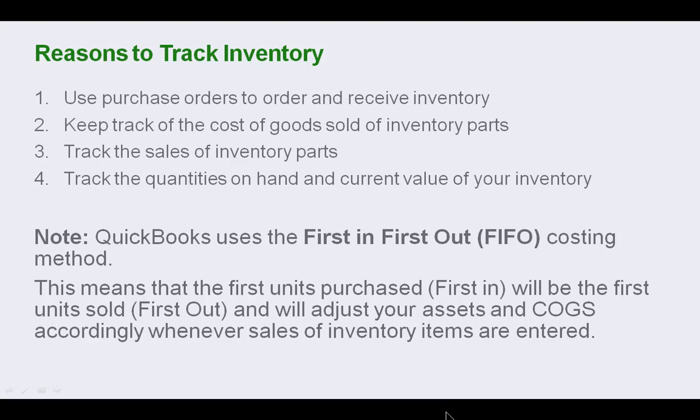Before setting up inventory, let's note a couple of things about how QuickBooks handles inventory. First, it uses the first in, first out method to cost the inventory. As the name implies, QuickBooks Online will always consider the first units purchased, or first in, to be the first unit sold, or first out. QuickBooks will adjust your assets and cost of goods sold account accordingly whenever sales of inventory items are entered.